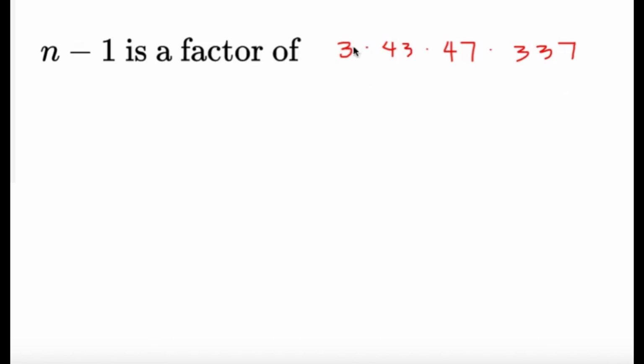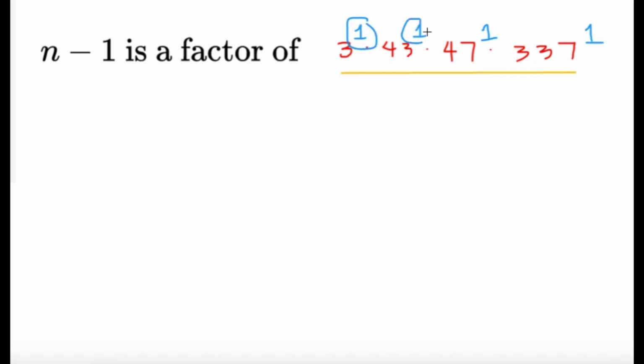Alright, so now that n minus 1 is a factor of this number, we just want to count how many positive divisors this number has. It's nice that it's already in prime factorization, so all we have to do is use this method. The link to how to get the number of positive divisors will be in the card above as well. Now, since we have 3 raised to 1, 43 raised to 1, 47 raised to 1 and 337 raised to 1, I'll briefly talk about it here.